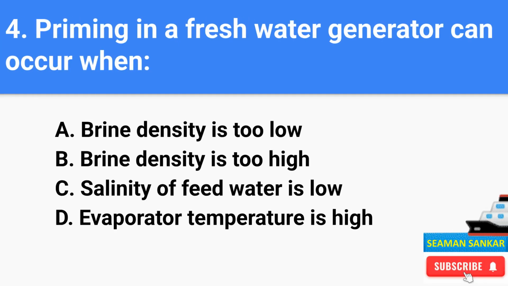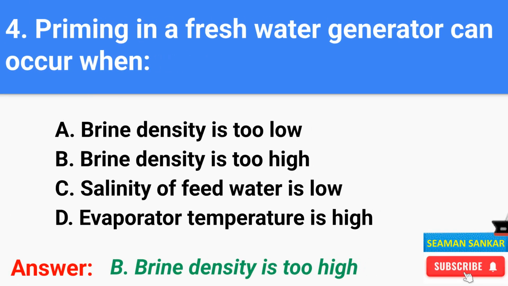Question 4. Priming in a freshwater generator can occur when A. Brine density is too low. B. Brine density is too high. C. Salinity of feed water is low. Or D. Evaporator temperature is high. The correct answer is B. Brine density is too high. High brine density increases the potential for foaming and excessive boiling, which contributes to priming.